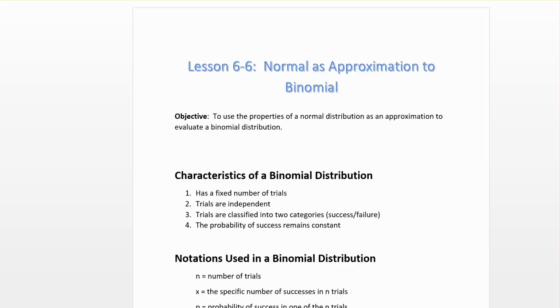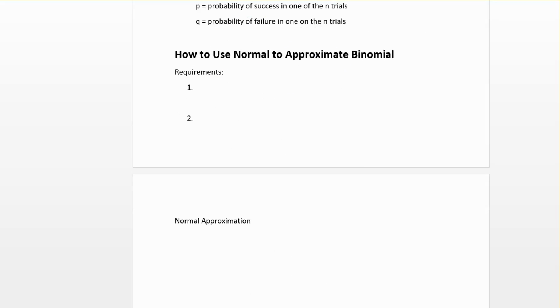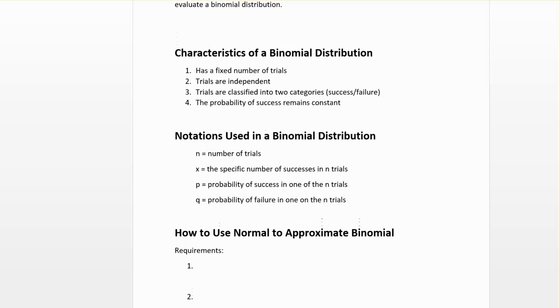Today we're going to begin lesson 6.6. It's titled Normal as Approximation to Binomial. In other words, what we're going to do is use the properties of a normal distribution as an approximation to evaluate a binomial distribution. So first, let's review a little bit what a binomial distribution is.